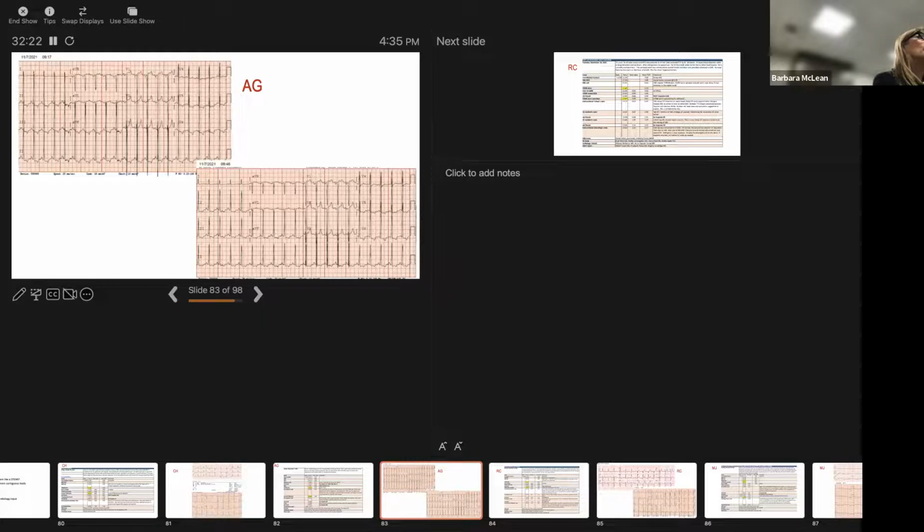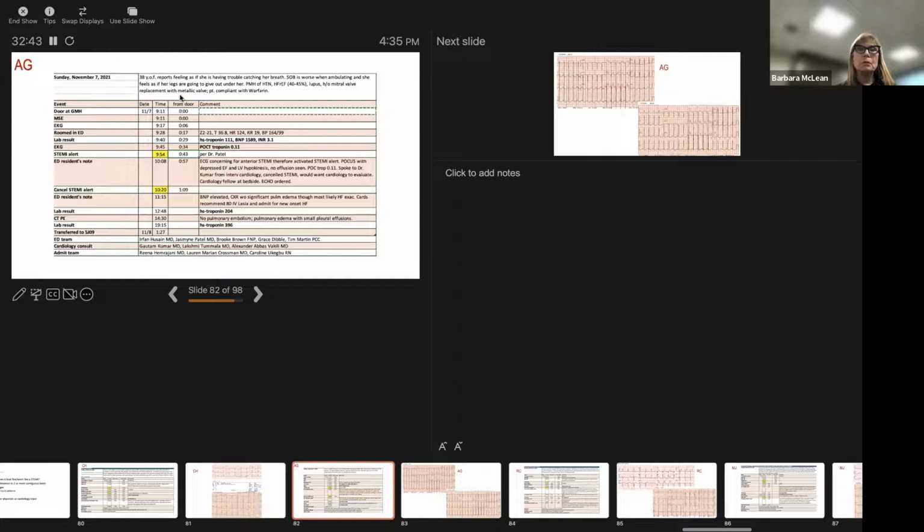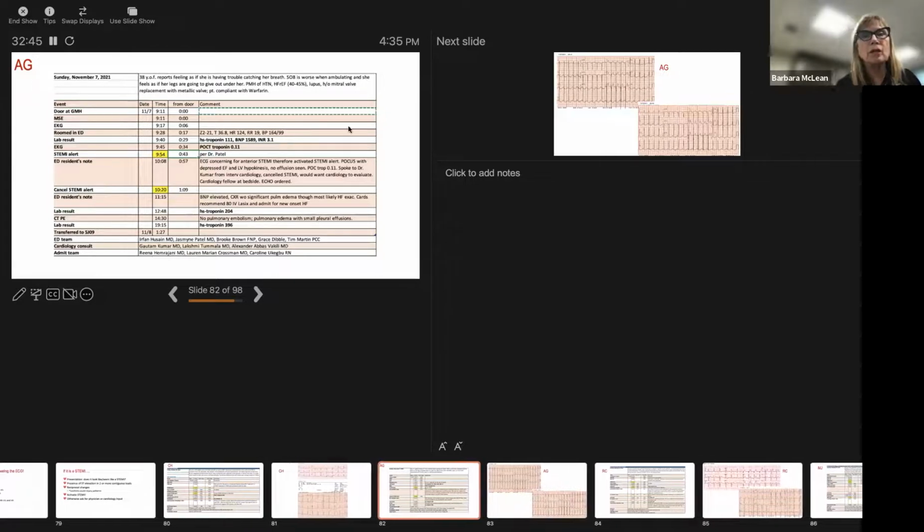Okay. What we want to remember about hypertrophy is that it's going to present with some ST segment abnormalities. First of all, with hypertrophy, you'll have some ST depression in the leads on the hypertrophied side. And because we're looking at LV hypertrophy, we're going to expect to see some ST segment elevation in V1, V2, and V3. Now, this was a pretty significant patient, okay?